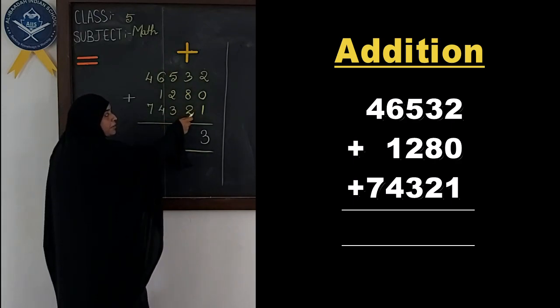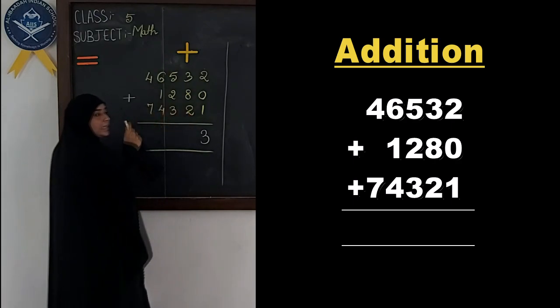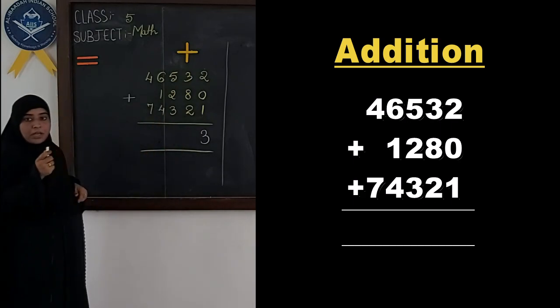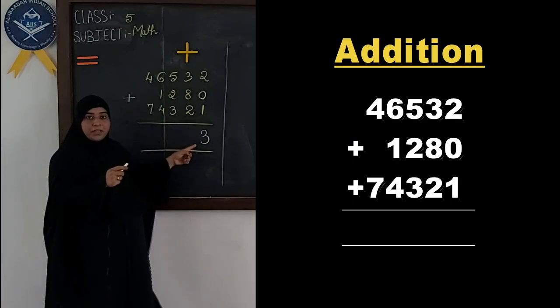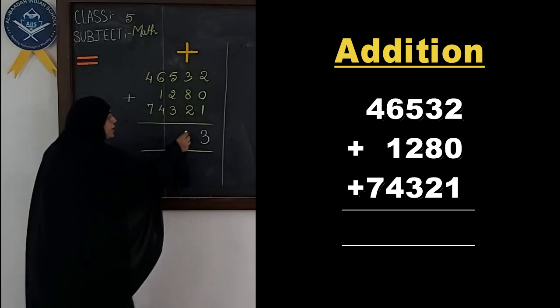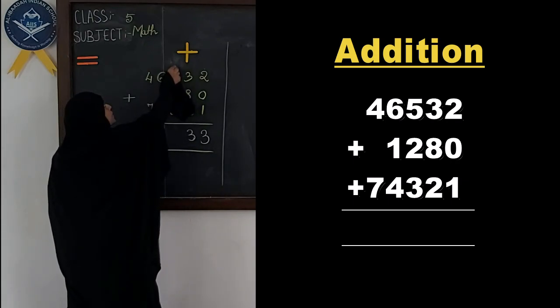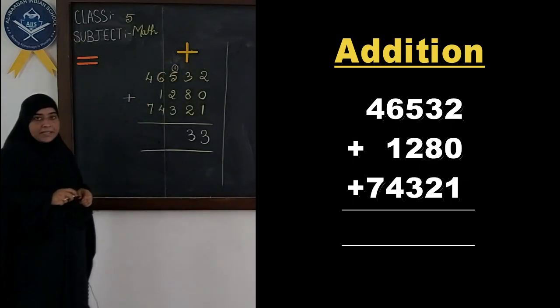11 plus, I have one more digit over here, that is 2. 11 plus 2 will be 13. So what do I do here? I got 13. 1 and 3. Can I write both 1 and 3 over here? No. I will write 3 over here and 1 I will carry to the next place.